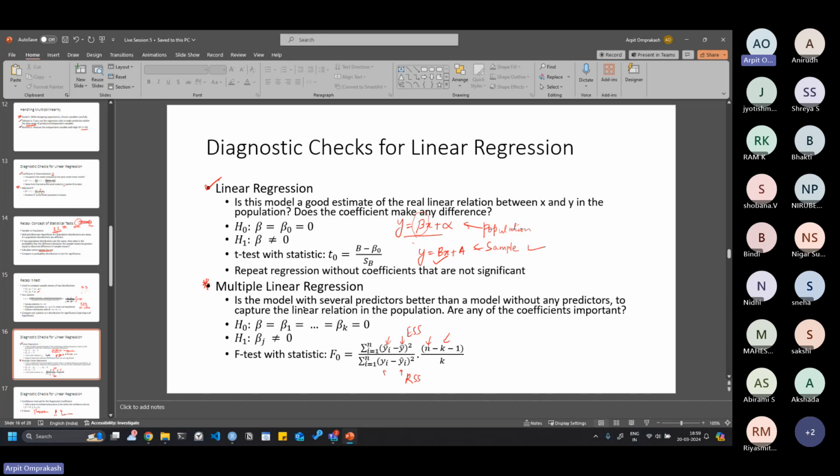For multiple linear regression, we have the same t-test for multiple coefficients. Along with that, we have an F-test, which has the null hypothesis that all of our coefficients are 0, and the alternate hypothesis is that at least one of them is not 0. So basically use this F statistic formula to check if a model with several predictors is better than a model without any predictors.